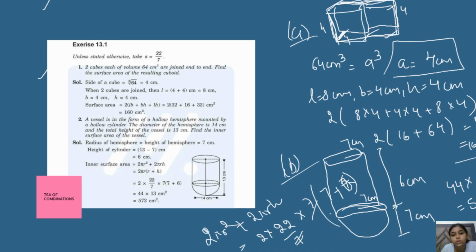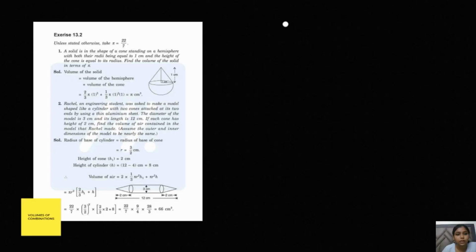I hope that's clear to you, how you have to find the inner surface area. Since in the question it is already given that it is hollow, that is why we have taken the curved surface area in this case instead of the total surface area. Moving ahead with the next question. Okay, so a solid is in the shape of a cone standing on a hemisphere. There is a hemisphere.